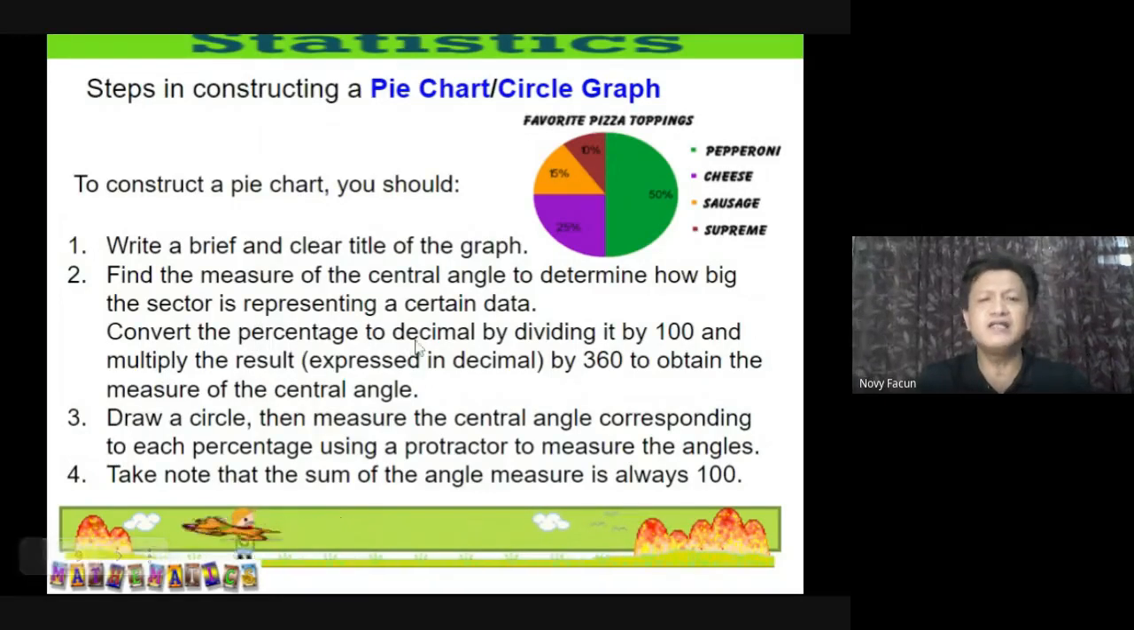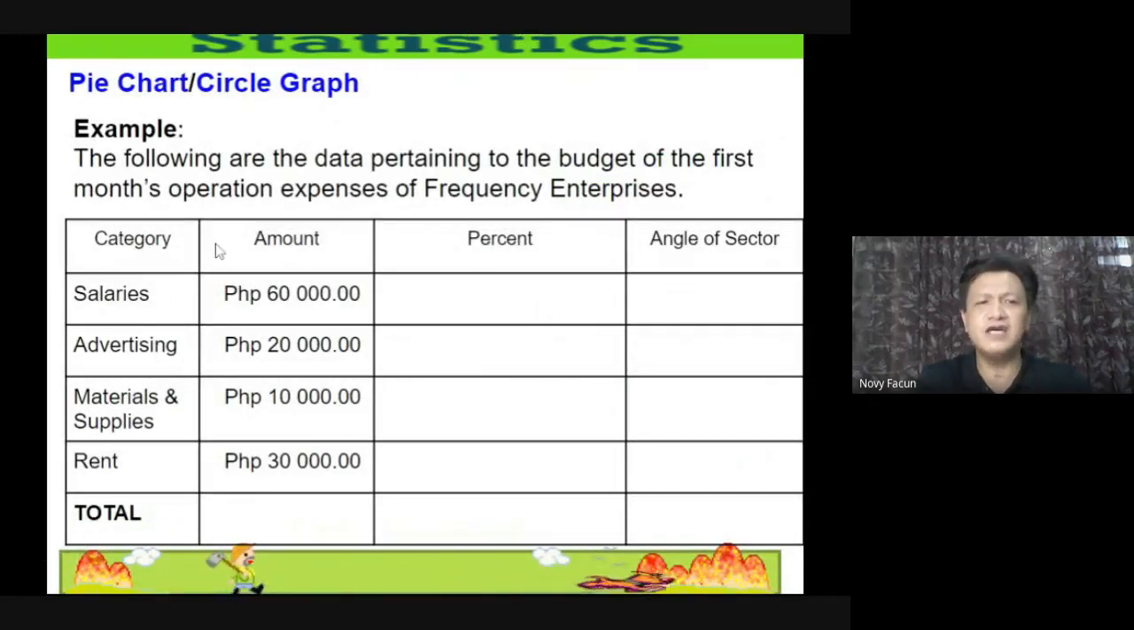And then, using the angle, yun yung protractor natin. Convert the percentage to decimal by dividing it by 100 and multiply the result, expressed in decimal, by 360 to obtain the measure of the central angle. And then, you can draw a circle, then draw the measure of the central angle corresponding to its percentage using a protractor to measure the angles. And then last step, take note that the sum of the angle measure is always 100. Okay. And then let's proceed.